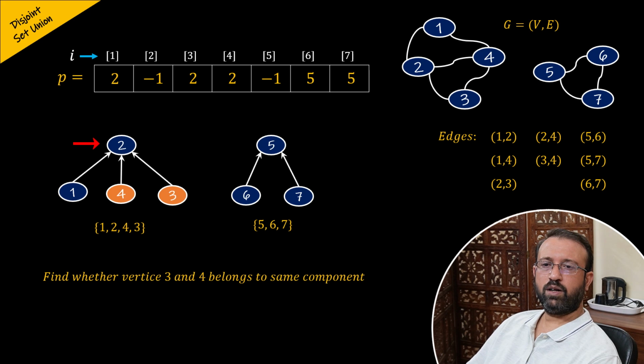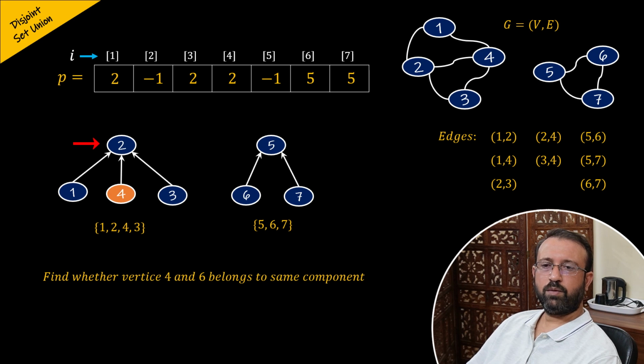Now since the parent of both vertex 3 and vertex 4 is the same, as the find operation returns 2 for both the vertices 3 and 4, therefore both the vertices 3 and 4 belong to the same connected component. Let us find whether vertex 4 and vertex 6 belong to the same connected component. To do this, we will perform the find operation passing vertex 4. The vertex 4 belongs to the set whose parent is 2 and returns 2 as the root of that set.